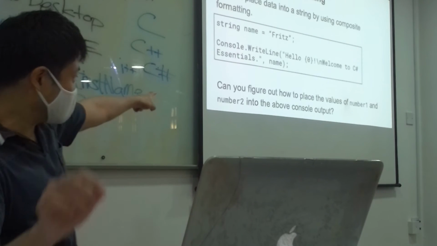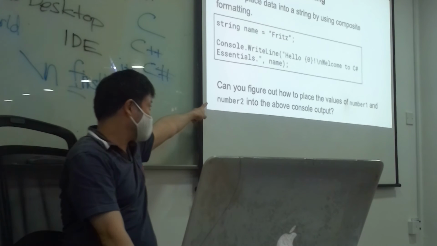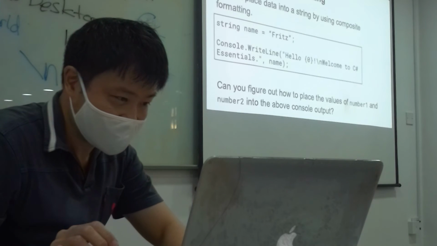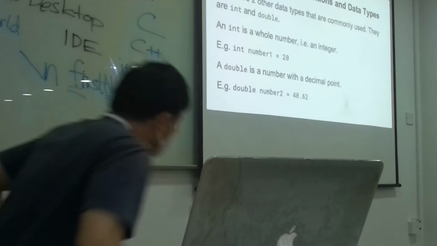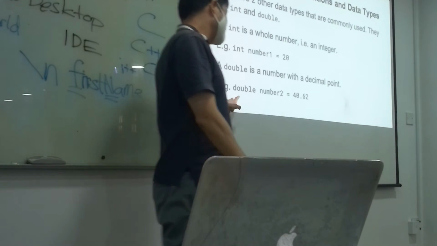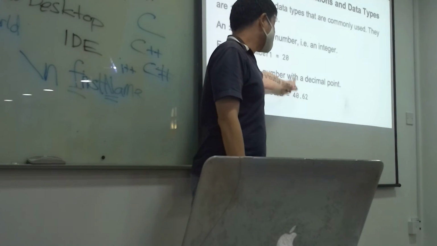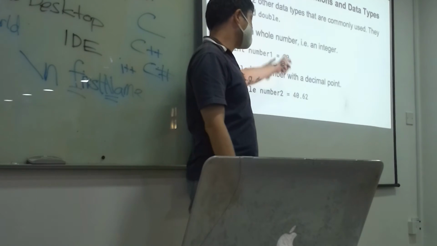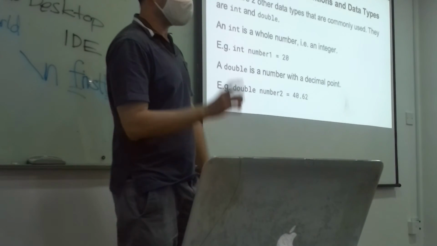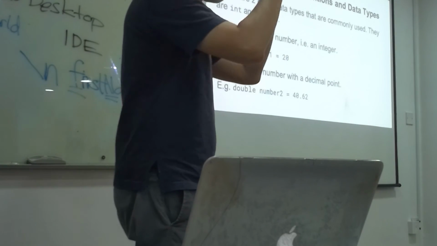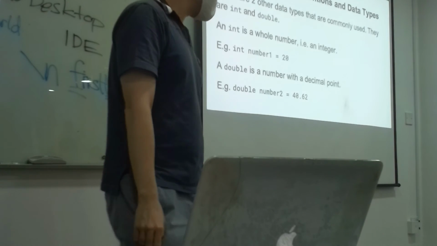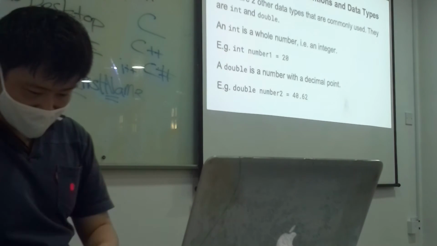Okay, so now how about this part? I want to put the number 1 and number 2 into the above. So number 1, number 2 is here. You can add these two lines of code in also. Integer number 1 equals 20, number 2 equals 40.6. So remember the semicolon, I didn't put here. But remember you need a semicolon here for both of them. Then after that, you see how to show off the numbers in the text on the console window.